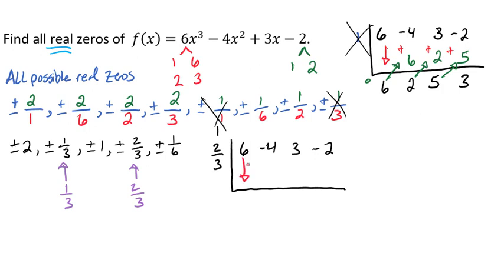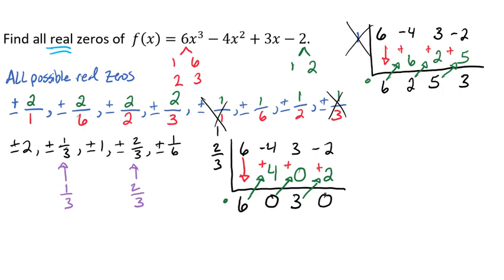So we bring down our 6, and we multiply, doing that diagonal move. 2/3 times 6 is a 4. We put our 4 there, then we add, and we get a 0, which is great. But we still have to go diagonal. So we multiply: 0 times 2/3 is 0. Now we add, and we get 3. Then we move diagonal again. We multiply 3 times 2/3, which is a 2. Then we add, and that gives us a 0.